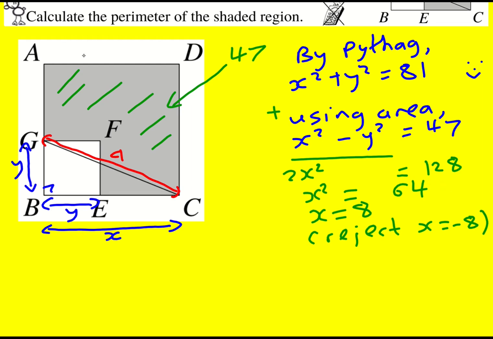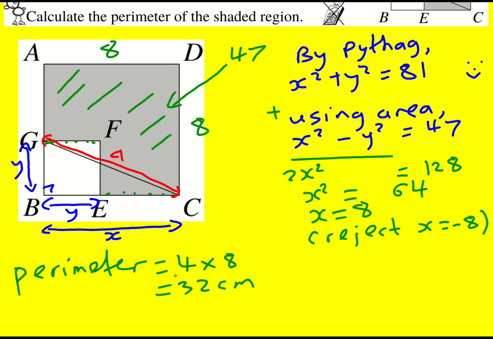But in fact, for the perimeter, this is going to be 8, and this is going to be 8. Now, this plus this is exactly the same as just the length of a square. So when you cut a square piece out, it doesn't change the perimeter. And therefore, the perimeter is just going to be 4 times 8, which is 32 centimeters. Okay, worth being aware of that.